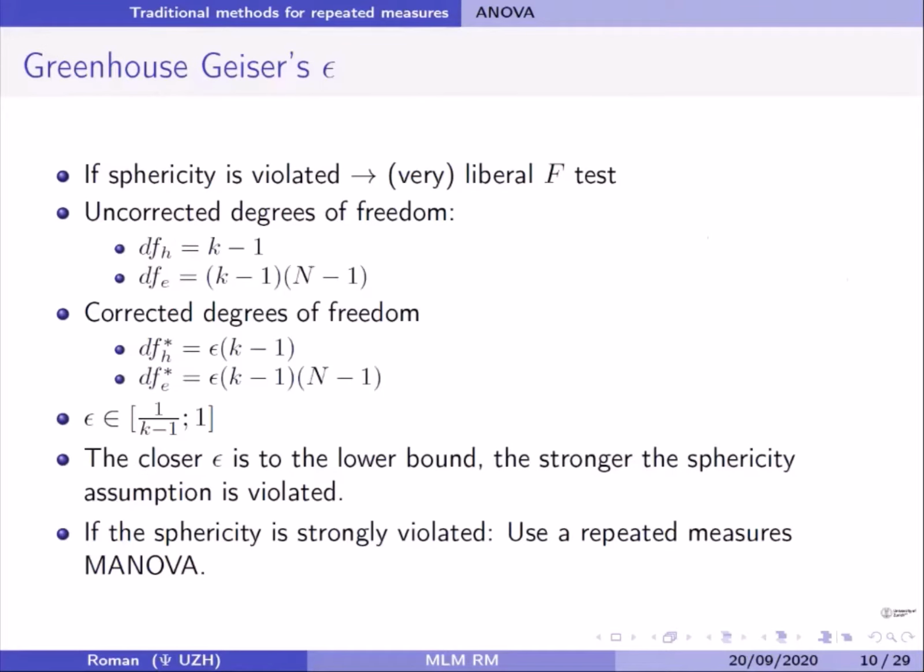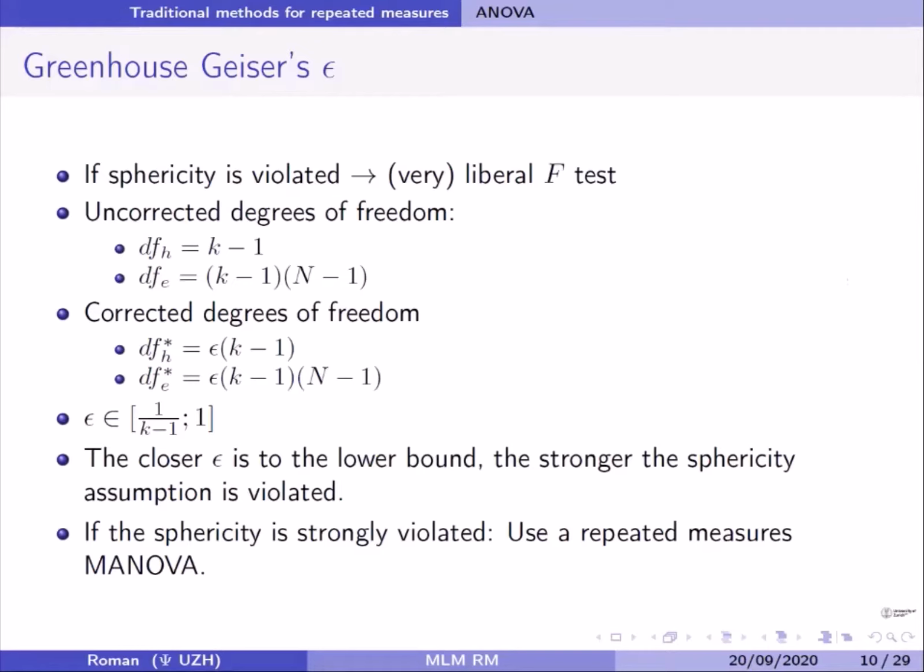So if sphericity is violated, the F-test is going to be very liberal. It will be too high. The F-test will be too high, and this will lead to type 1 errors. With the uncorrected degrees of freedom, we'll have a biased result.